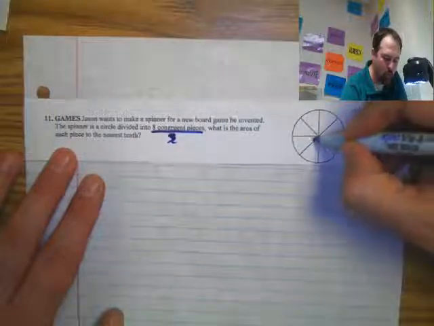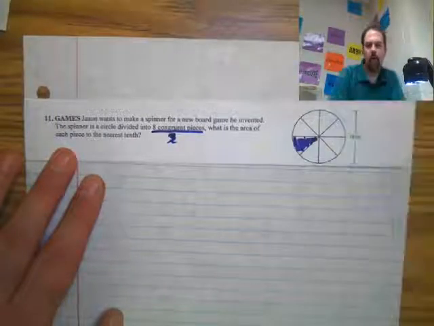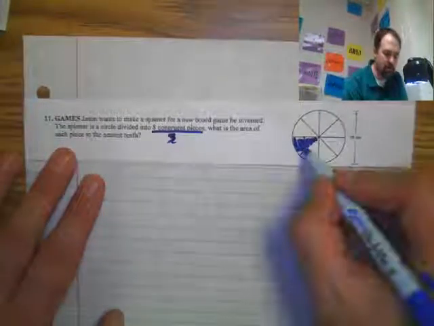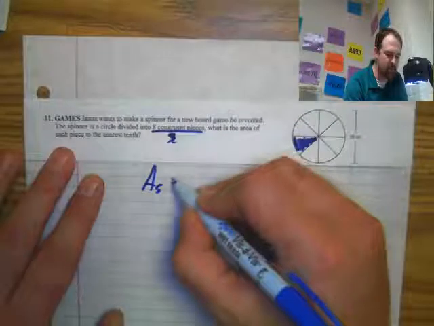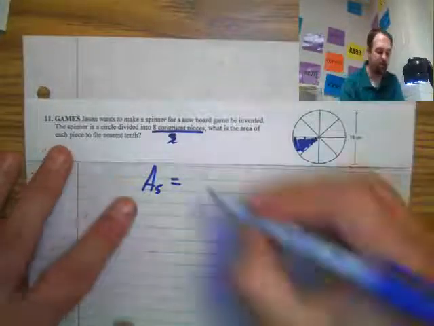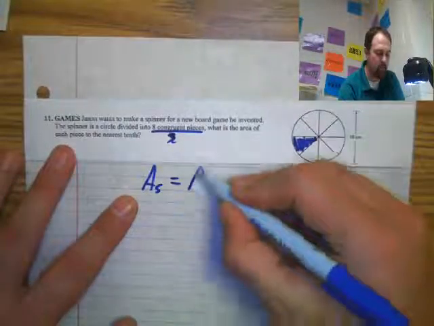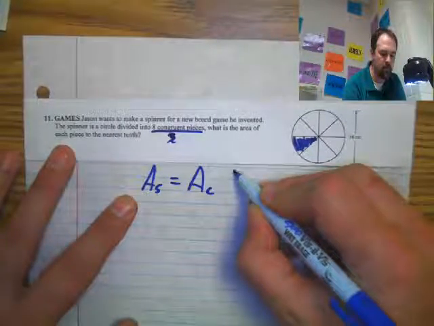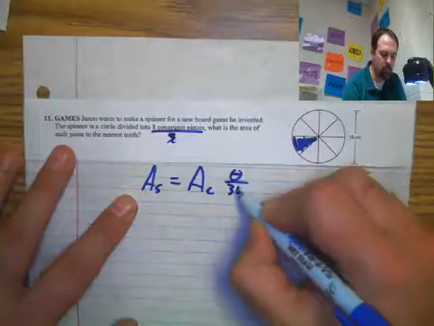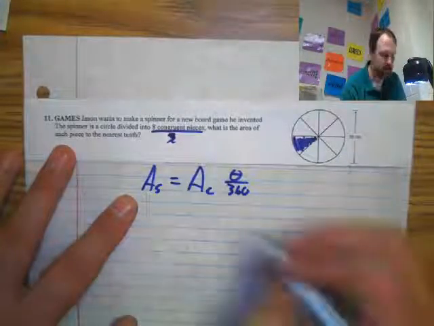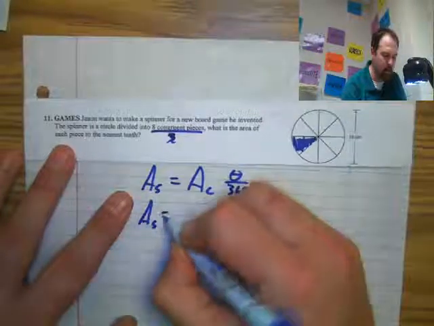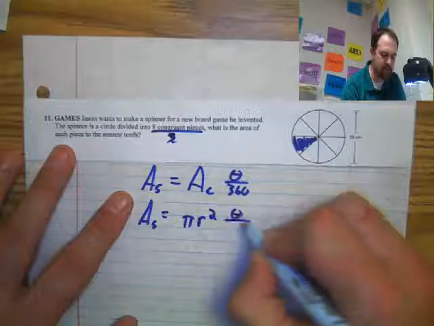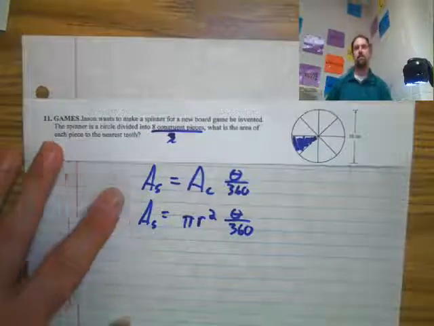So we're wanting to come up with the area of one of the pieces. So first off, since this guy's a sector, we need our area of the sector formula. What was it? A sub c times theta divided by 360. So simplify that out, it is pi r squared times theta over 360.